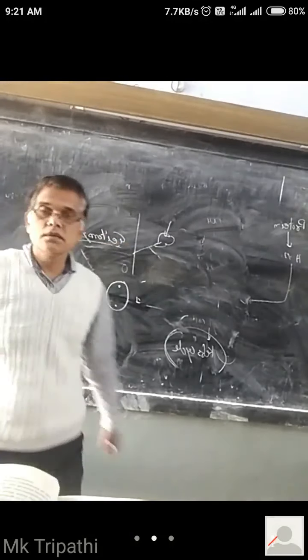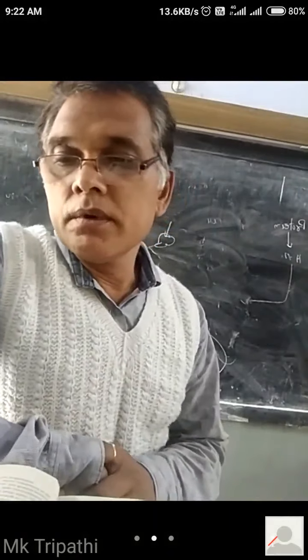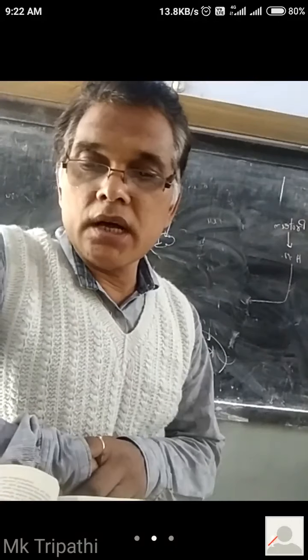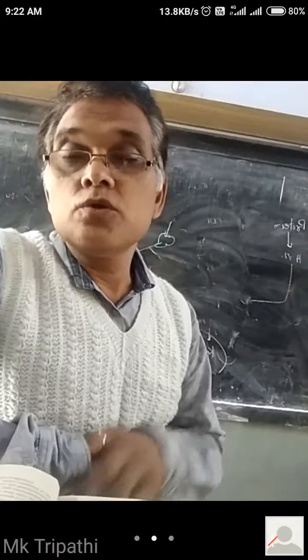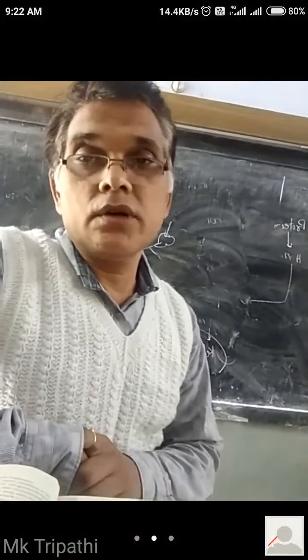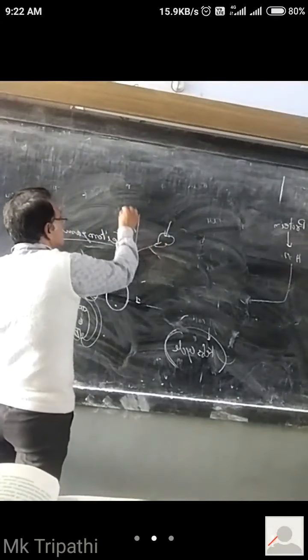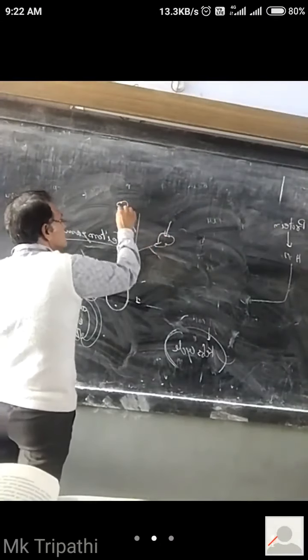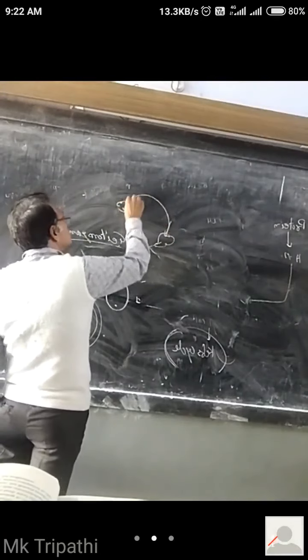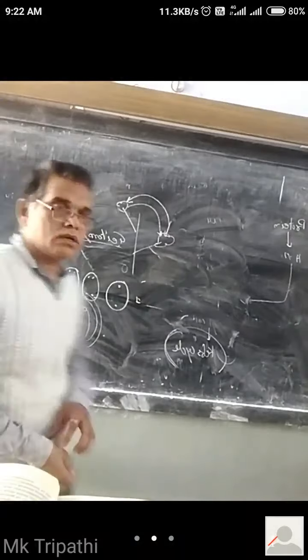Geitonogamy means transfer of pollen grain from anther to stigma of another flower of the same plant. उसी प्लांट के दूसरे फ्लावर पर अगर वो ट्रांसफर होता है उसको गाइटोनोगमी कह सकते हैं. Just like this is one flower and this is another flower of the same plant. So here to here or here to here, that is known as geitonogamy.